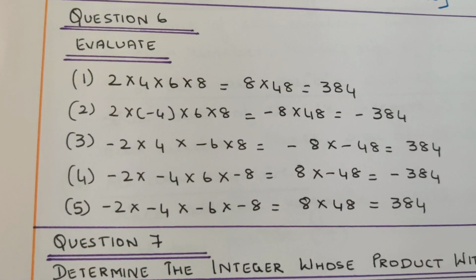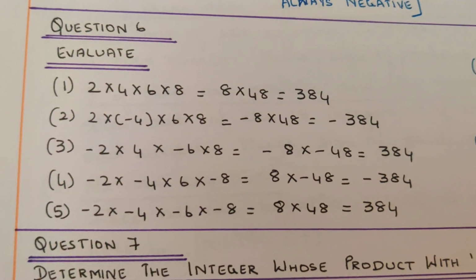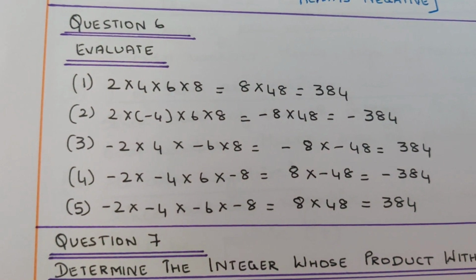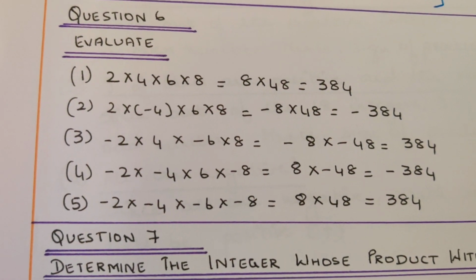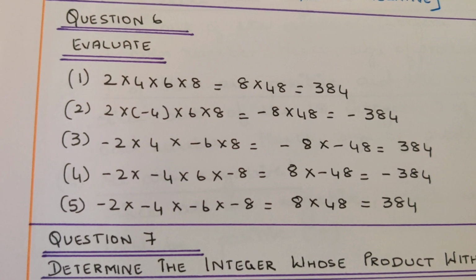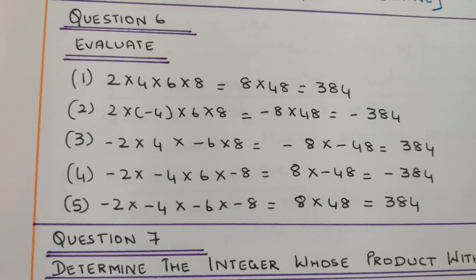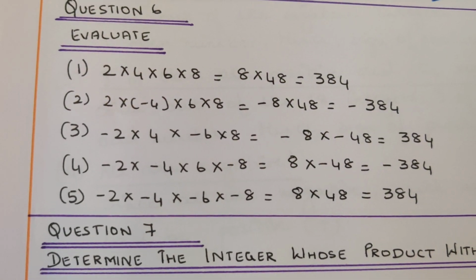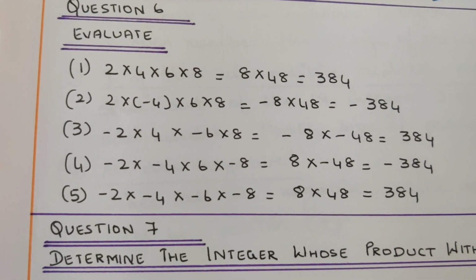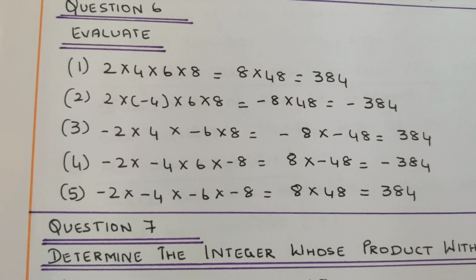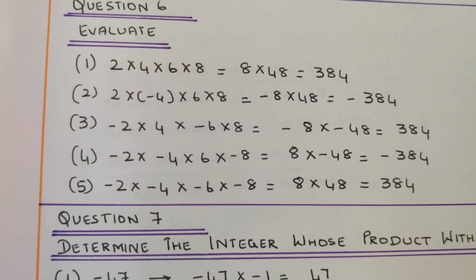And the third sum, again the numbers are 2, 4, 6 and 8, the answer would be 384, but since it has got two negative signs, minus into minus will be plus. The fourth one again has got three negative integers, therefore the product will always be negative, so the answer is minus 384. And now the fifth sum, which says minus 2 into minus 4 into minus 6 into minus 8, since it's got four negative integers, the product would be a positive number, and hence the answer 384.